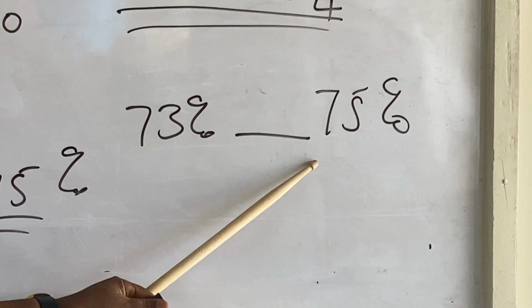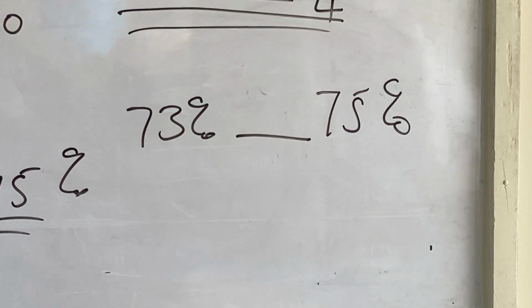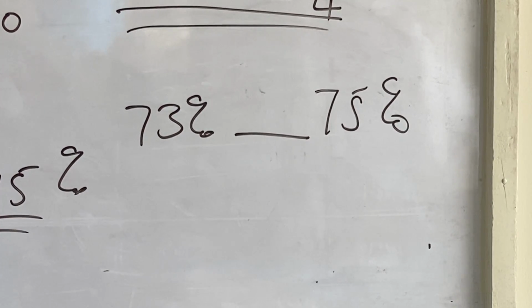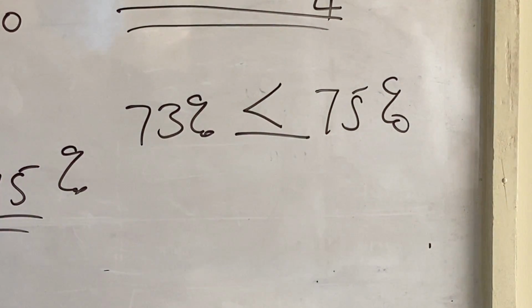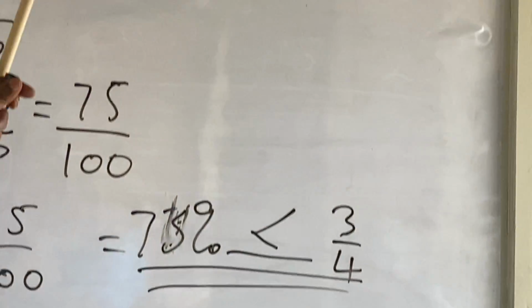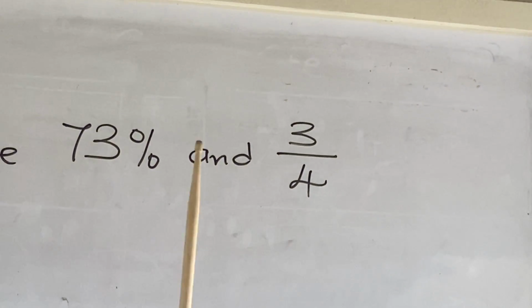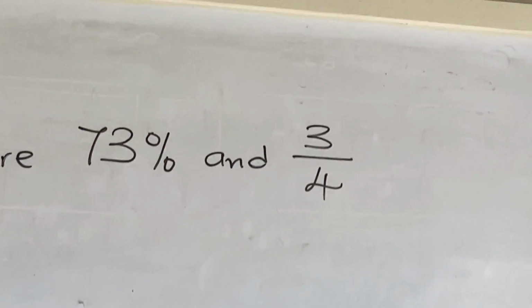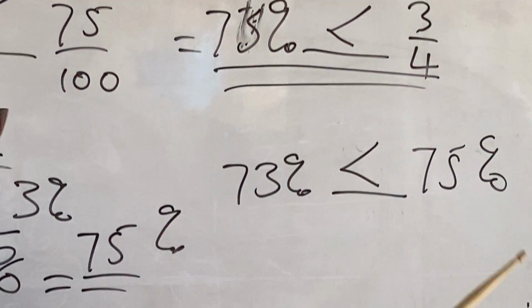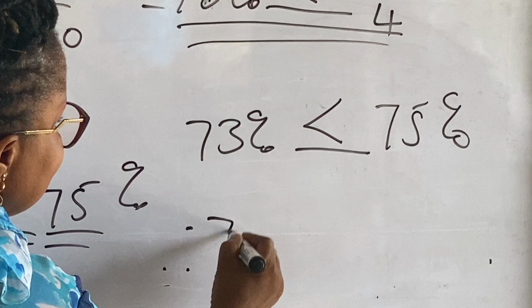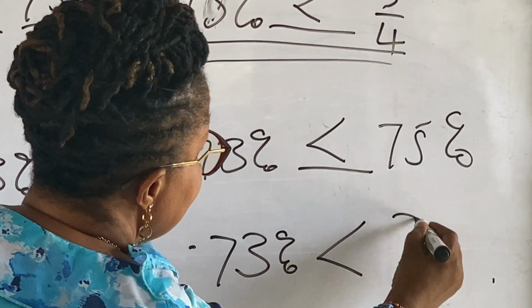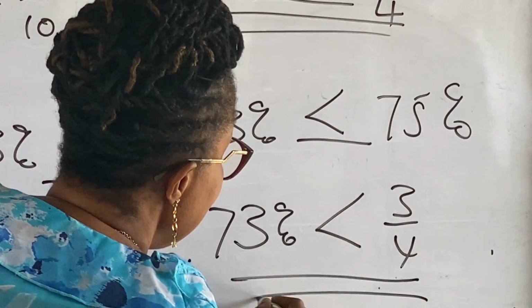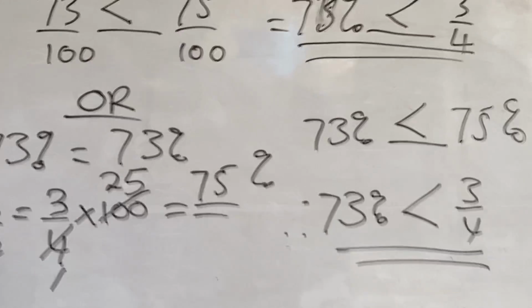It is 75. So the open end of the symbol faces the bigger number. So we put in this. Now, the question asked was between 73% and 3/4. And we know that 3/4 is the same as 75%. So therefore, 73% is less than 3/4. And this will be your final answer.